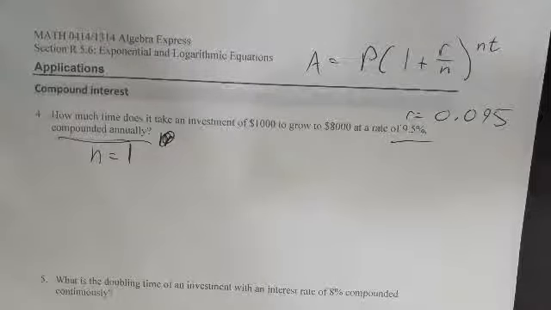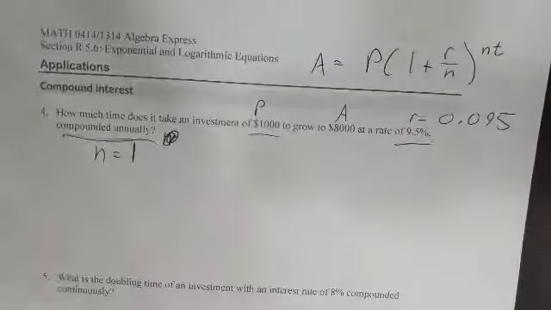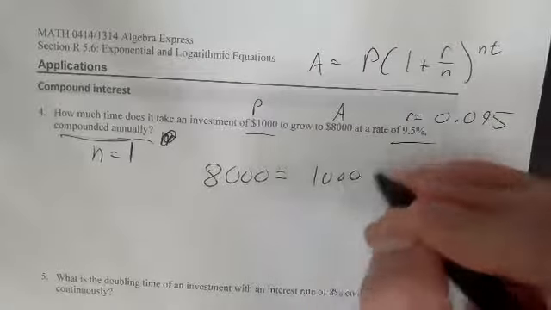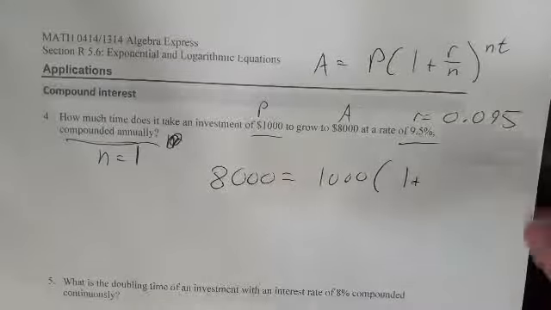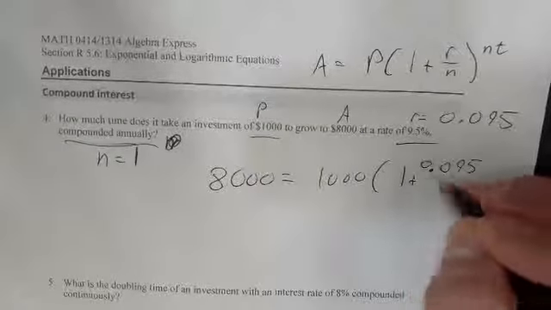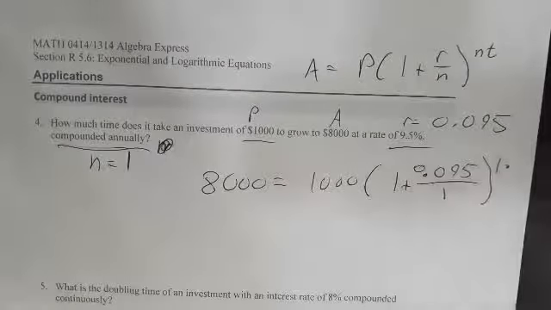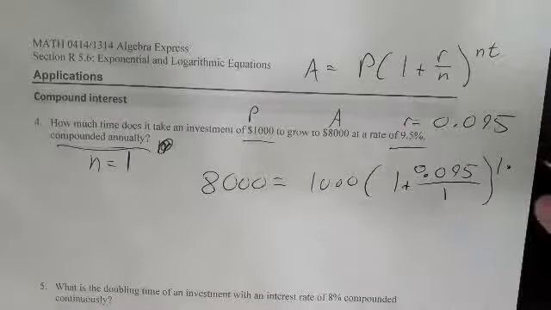Now we've got to know which one is our accumulated amount and which one's our principal. The principal is the thing that you're starting out with, the $1,000, and the accumulated amount is here. So what this is saying is 8,000 is equal to 1,000 times 1 plus R over N, which is 0.095 over N, which is 1, and this is 1. And my T is the thing I want to know. How much time?